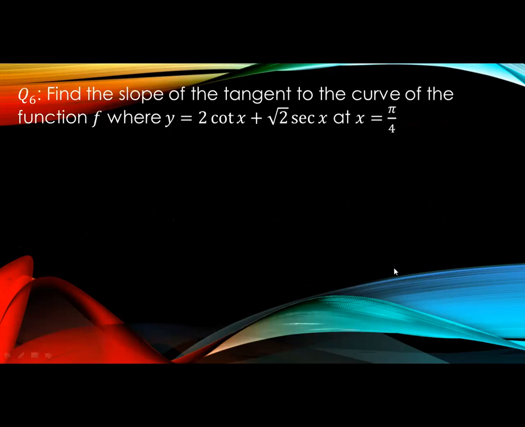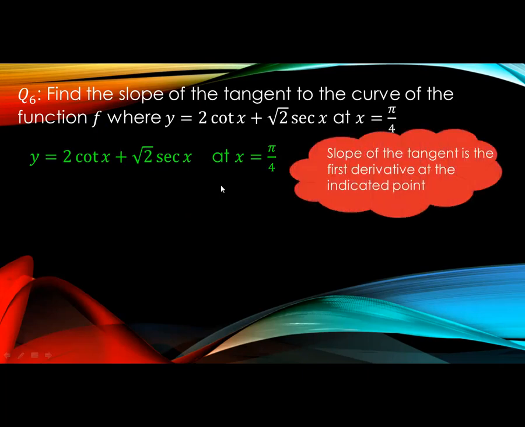Exercise number 6, find the slope of the tangent to the curve of the function f where f of x equals 2 cotan x plus root 2 sec x at x equals pi over 4. The given function, its rule is y equals 2 cotan x plus root 2 sec x, and you have to find the first derivative. We label it by y dash. It is equal to the derivative of cotan, which is negative cosec square, so negative 2 cosec square x, plus the derivative of sec, which is sec x tan x, multiplied by root 2.